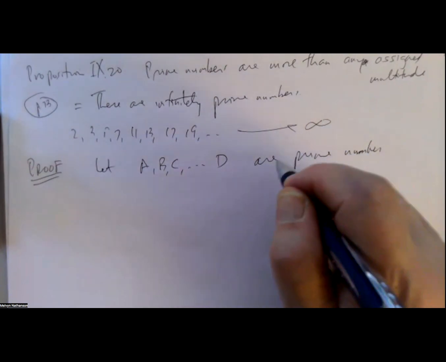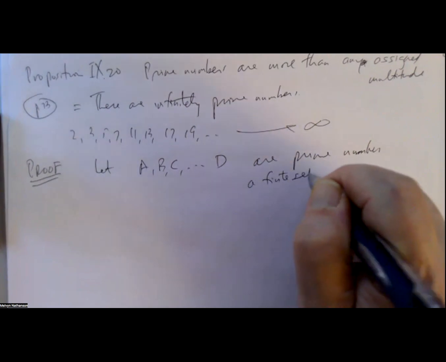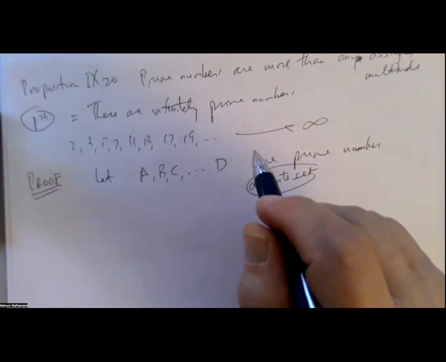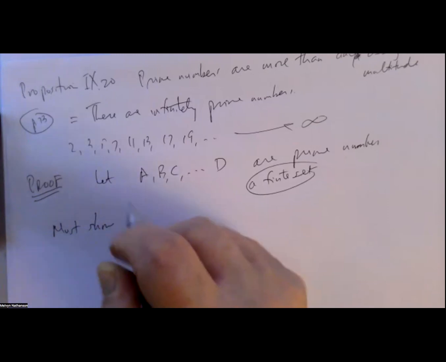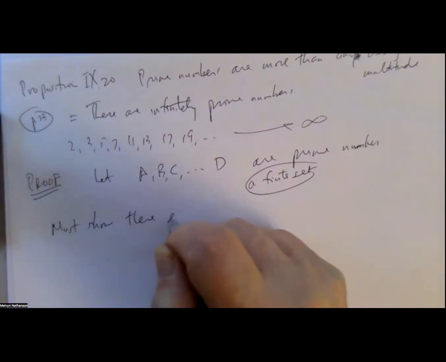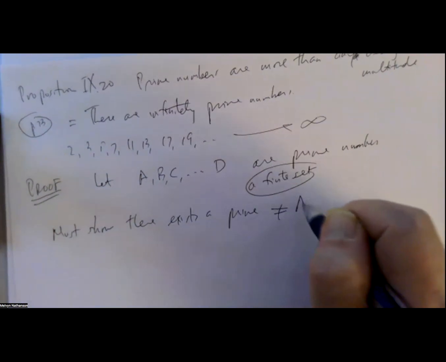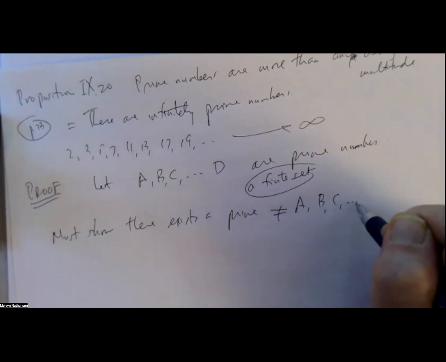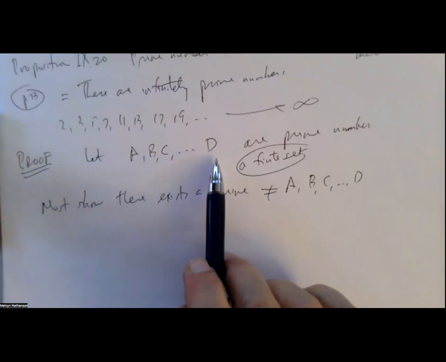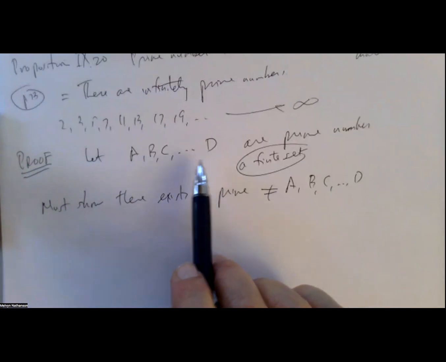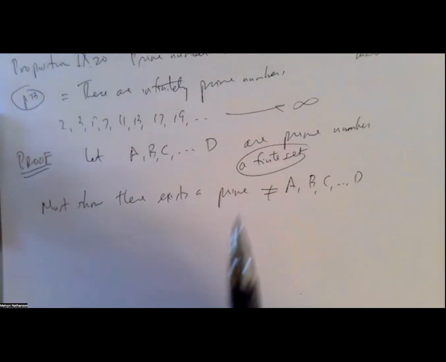So this is a finite set of prime numbers. I must show there exists a prime not equal to A, B, C, and so forth, not equal to any of these numbers. So I have a finite list of primes, and I have to show that's not all there are. There must be another prime.